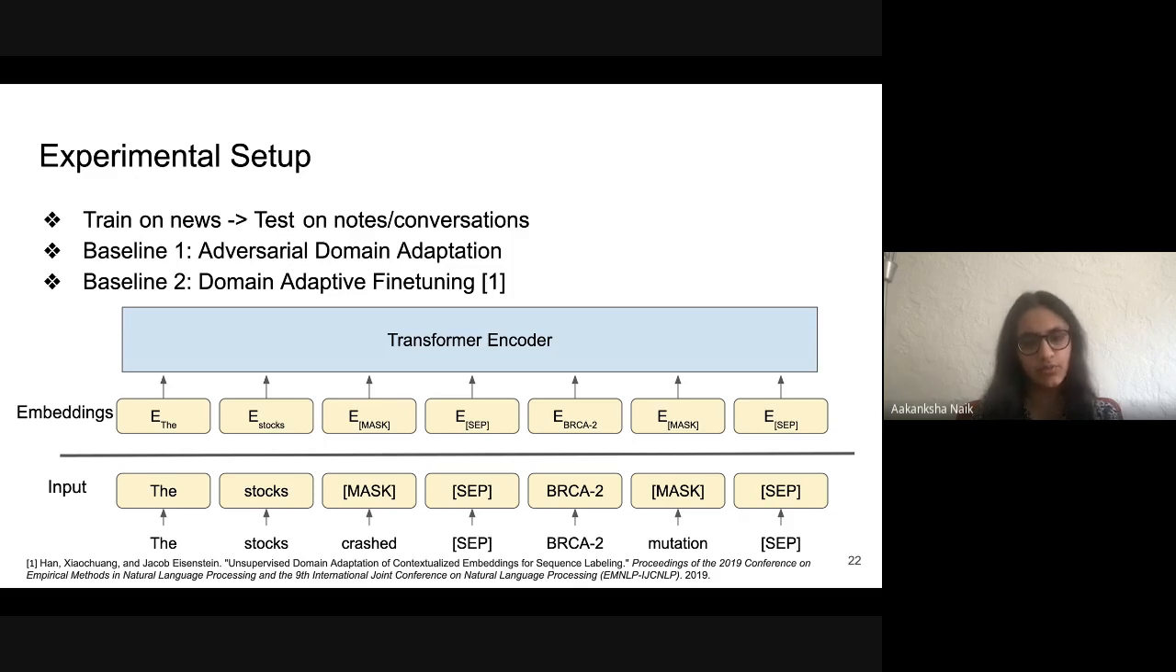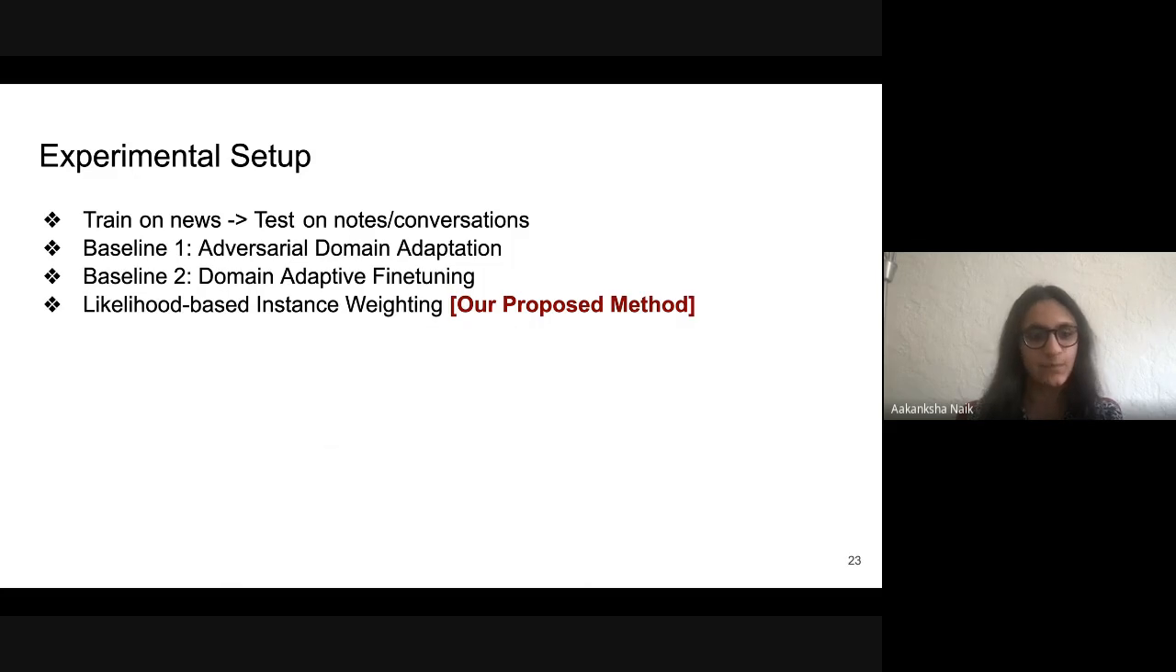In addition to the masked language modeling task, which is what previous work used, we also tried a different variant, which we called the syntactic variant. And this syntactic variant tried to do the POS tagging task instead of doing masked language modeling. And our hope was that because it's learning to predict POS tags instead of words, it might be learning features that are a bit more general, which did not really work out, but I'll go into that in more detail in the results. And aside from these three baselines, we also evaluate the performance of our likelihood-based instance weighting technique.